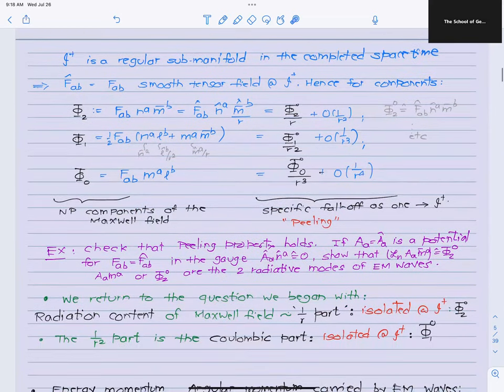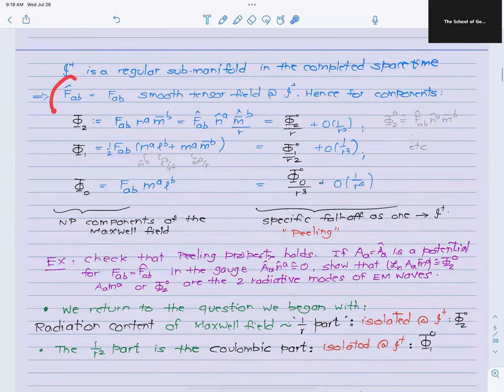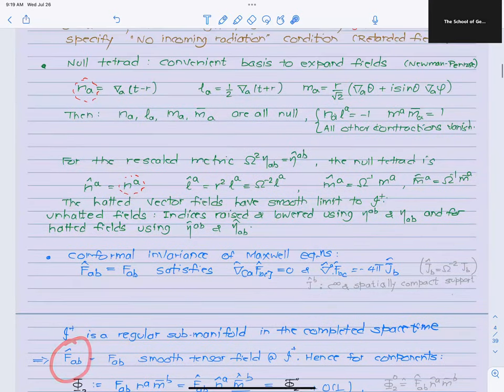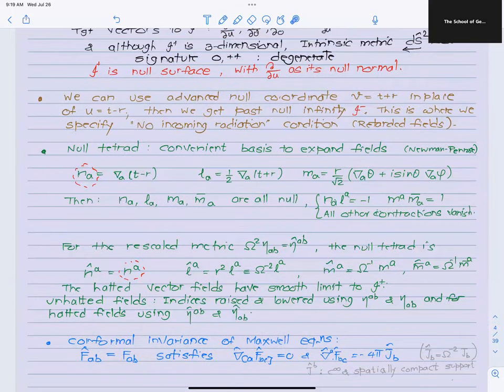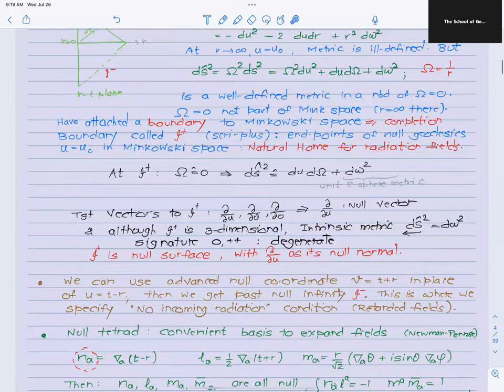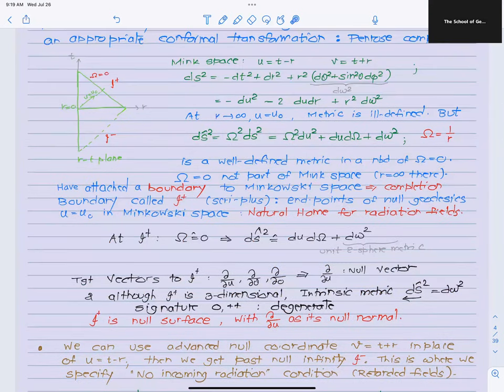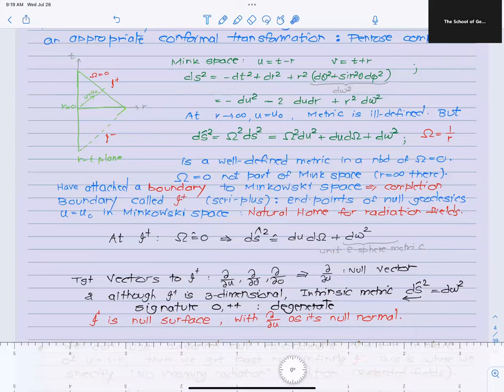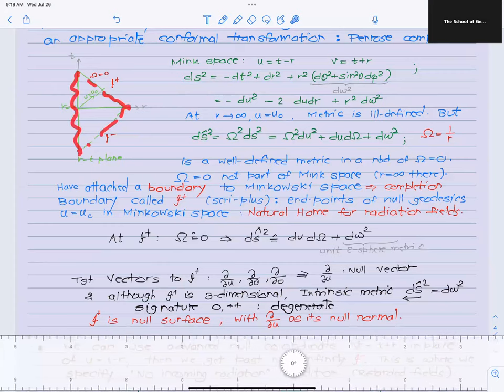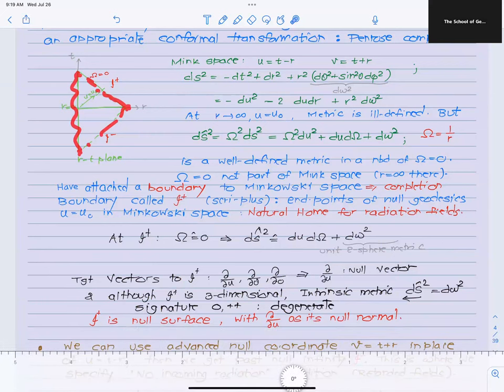So scri plus is a regular submanifold in the completed space-time, and F hat equal to F is a smooth tensor field. The reason is because F hat satisfies the hatted Maxwell's equations with respect to the metric g hat ab or eta hat ab, and eta hat ab is perfectly well defined on scri. And therefore, I can just forget about the physical metric, and I can solve Maxwell's equations in the conformally rescaled metric. And of course, scri is at a finite distance with respect to the conformally rescaled metric. If I have some source like that, then of course the field up here is going to be perfectly well defined as far as scri is concerned, as far as the unphysical metric is concerned.